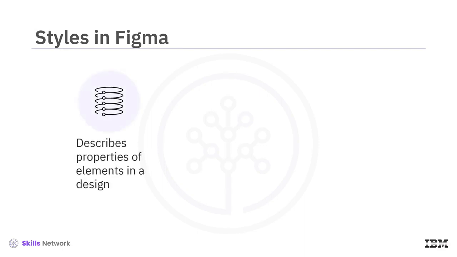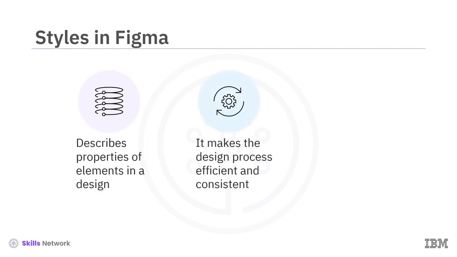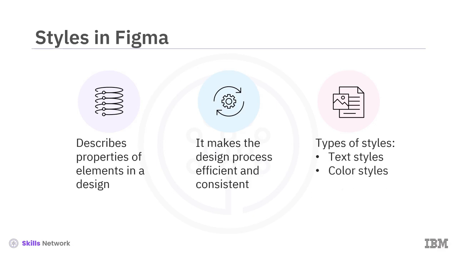The style describes the properties of elements in a design, such as text, shapes, and layers. Using styles makes your design process more efficient and consistent by allowing you to apply properties to multiple parts of your design. There are several types of styles in Figma. These include text styles, color styles, layer styles, component styles, and effect styles.